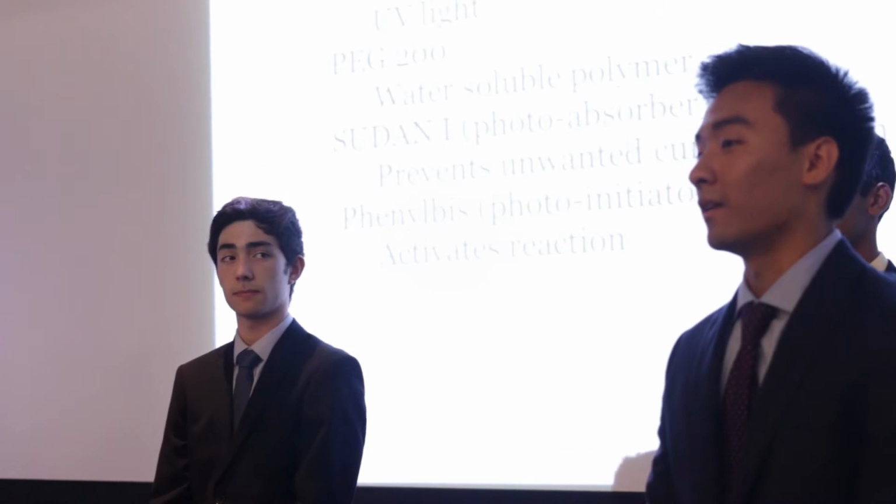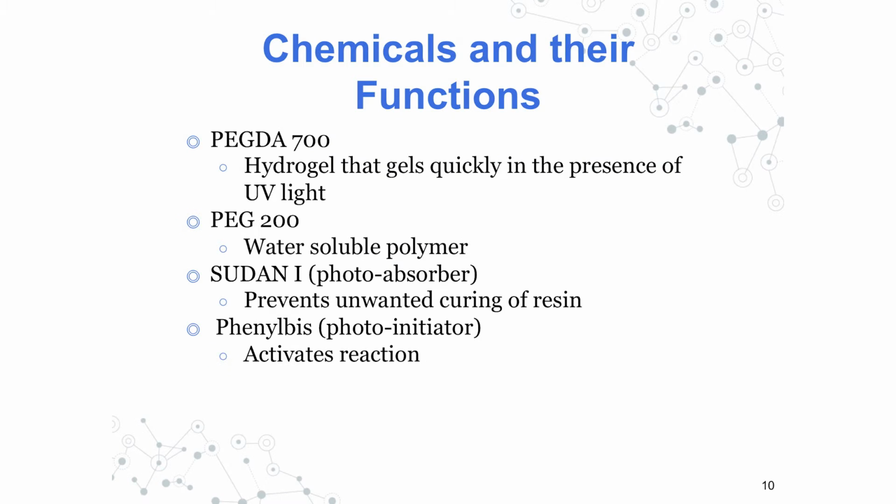So we used a variety of chemicals to find the best ratio between PEG-DA and PEG that would swell and function properly. PEG-DA 700 is a hydrogel that gels quickly at room temperature when exposed to UV light from the projector. PEG 200 is a porous polymer that induces high osmotic pressure within the solution. The photoabsorber, known as Sudan 1, prevents unwanted curing of excess resin that might be exposed to stray UV light from the projector. And finally, the photoinitiator, known as Phenovis, reacts to the UV light and begins photopolymerization, which, as mentioned before, is a process where UV light solidifies the liquid resin into a solid.